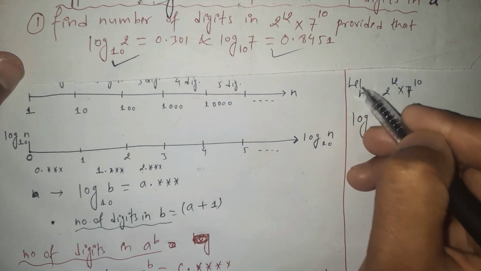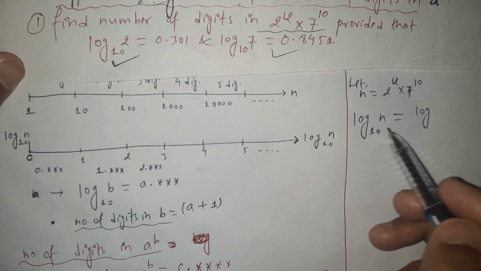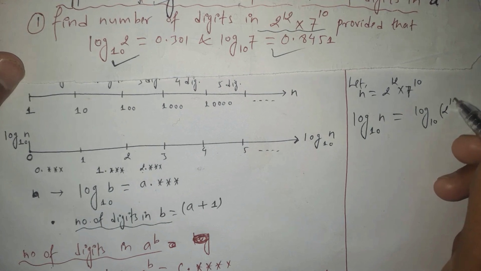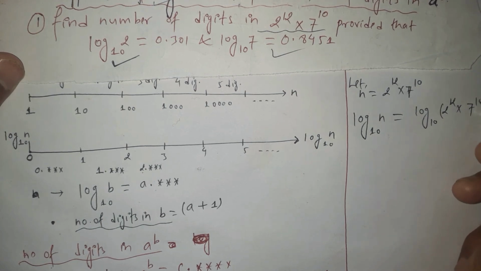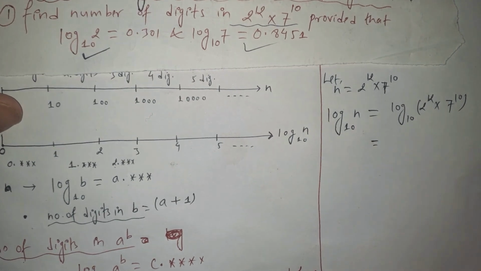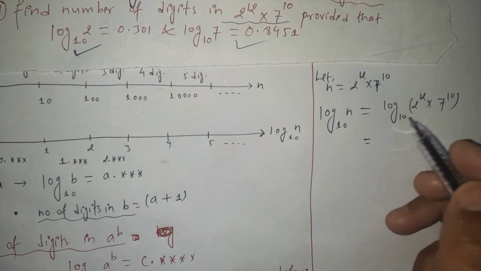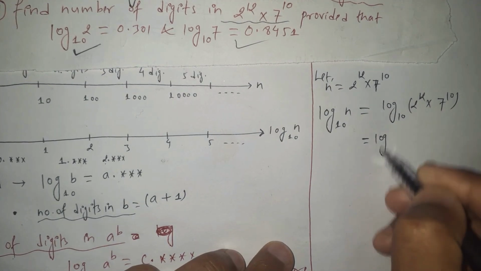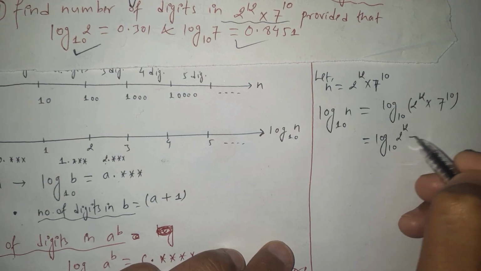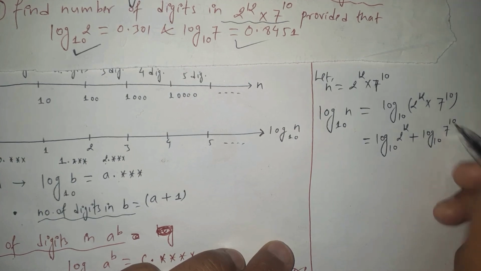Here we suppose the given number is n, and we take the log with base 10 on both sides. Then our equation will be like this. Now on the right hand side, we can use the logarithm of the product formula. This is the same as log with base 10 of 2 raised to the power 12 plus log with base 10 of 7 raised to the power 10.